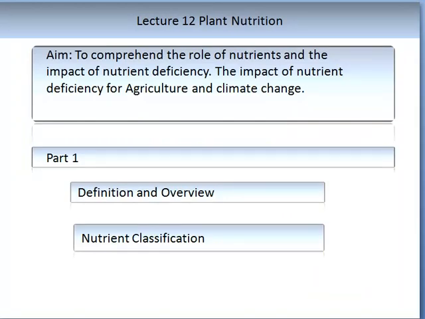The aim of this lecture is to understand the role of nutrients and the impact on plant health, particularly when nutrients become deficient. We will also, in part 2, look at the impact of nutrient deficiency for agriculture and the role that nutrients will play in future climates. In part 1, we will start with a definition and an overview of what a nutrient is. We will end this lecture by understanding that there are two nutrient classifications commonly used. We will review and learn about both of these classifications.